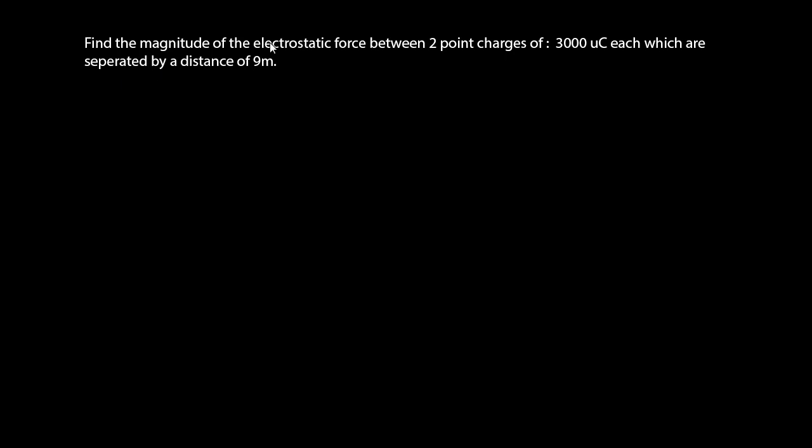Find the magnitude of the electrostatic force between 2-point charges of 3000 microcoulombs each, which are separated by a distance of 9 meters. Okay, so let me draw a rough diagram here. So these are the two charges we have here, and each of them is of the magnitude, and I want to remind you that 1 microcoulomb is 10 to the power minus 6 coulomb. It's just a shorthand to write that.